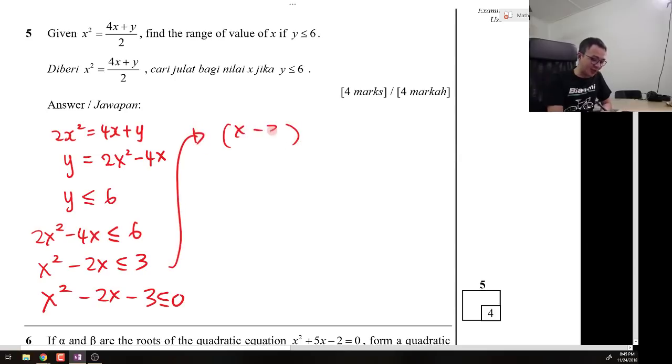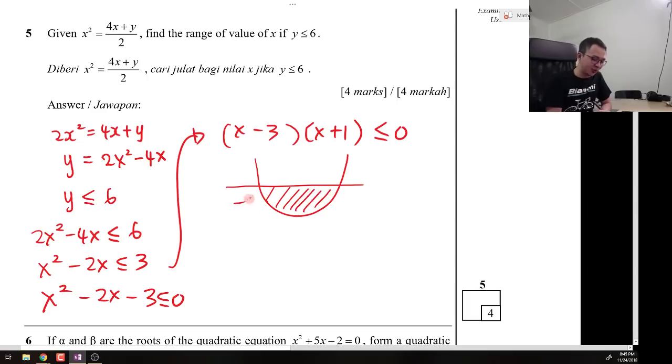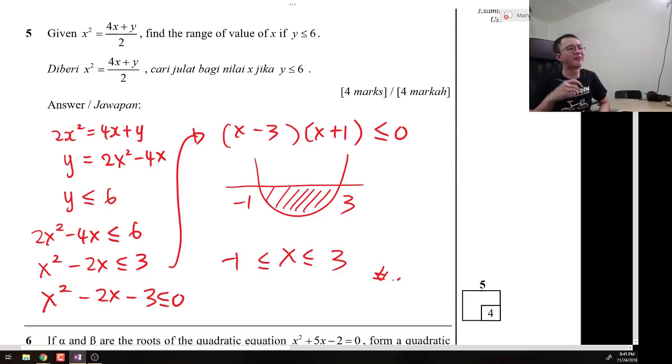I should get x minus 3, x plus 1 less than or equal to 0. And I draw out the diagram. Less than means the value must be in the middle, between negative 1 and 3, right? So x must be between negative 1 and 3. So this one will be my final answer.